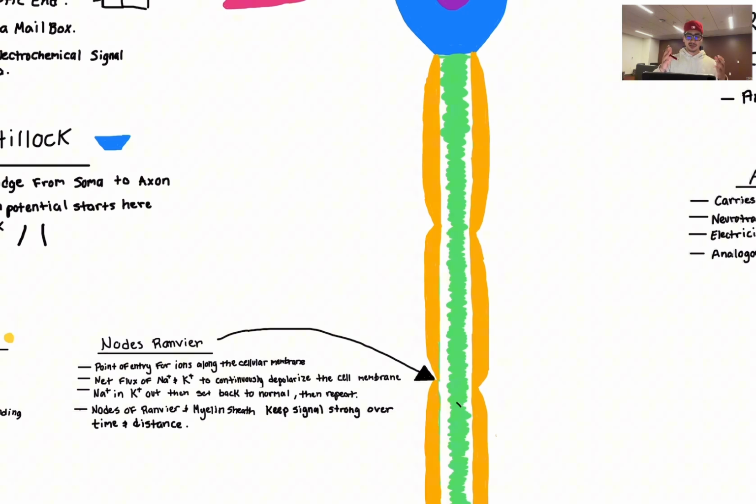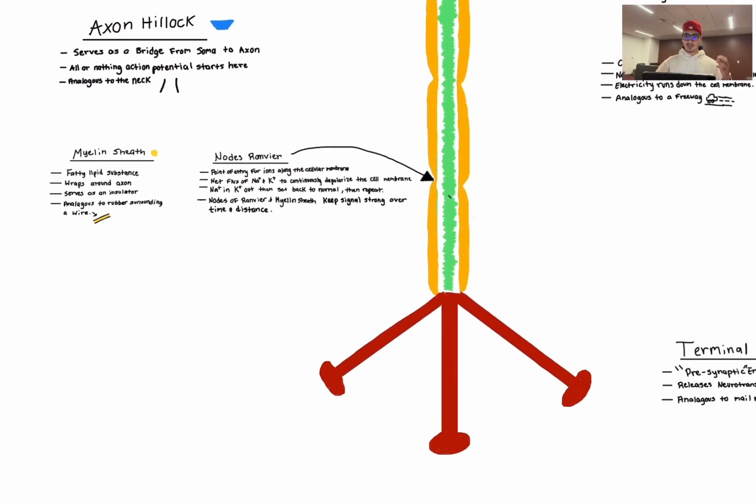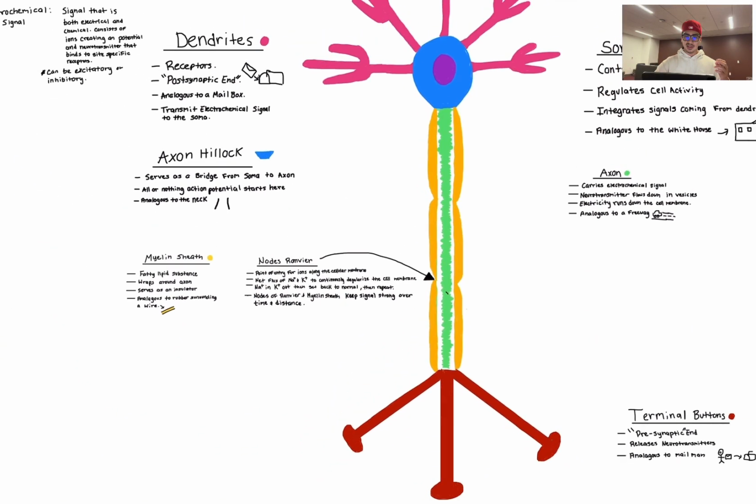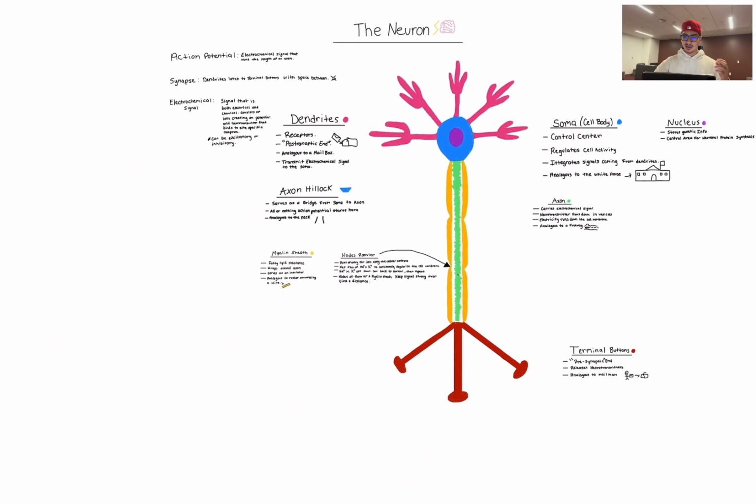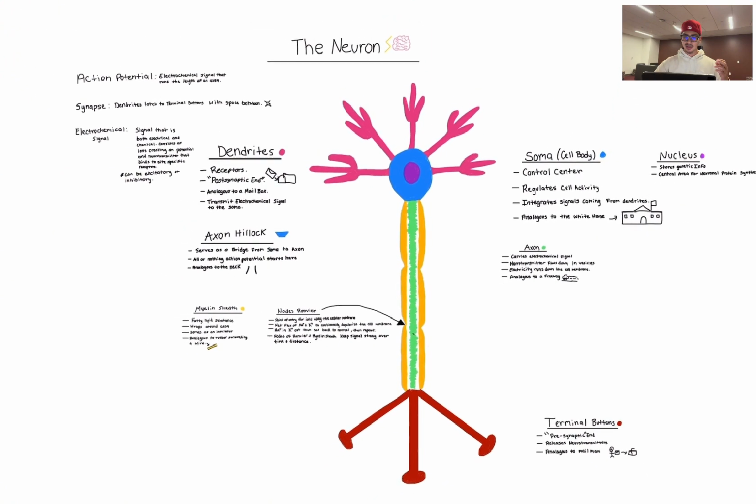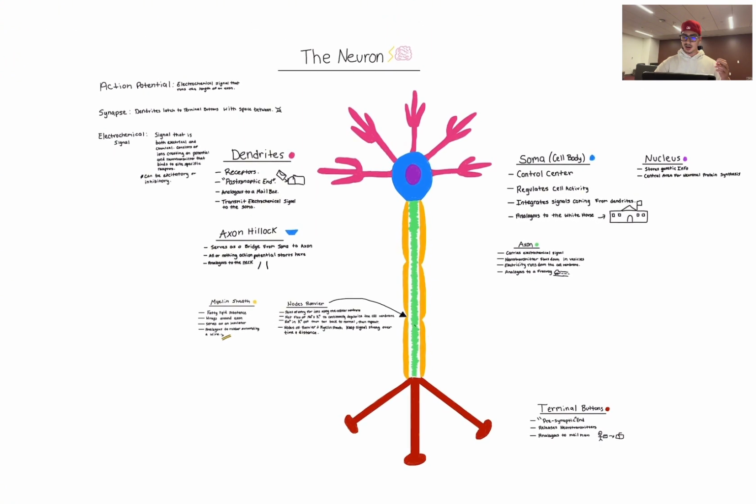To keep the signal strong over time and distance as well. So the myelin sheath and the nodes of Ranvier, if you don't remember anything about these two, the one thing I do want you to remember is that they help keep the signal strong over time and distance without letting the energy disperse or be lost in that time or space continuum when all this is happening. So that is going to give you the summary of everything that happens.